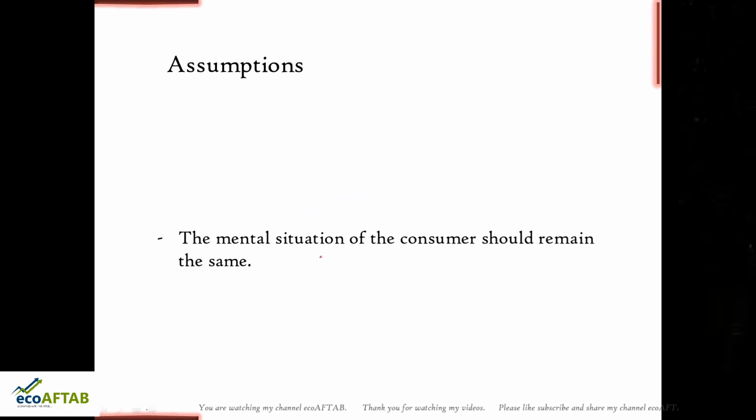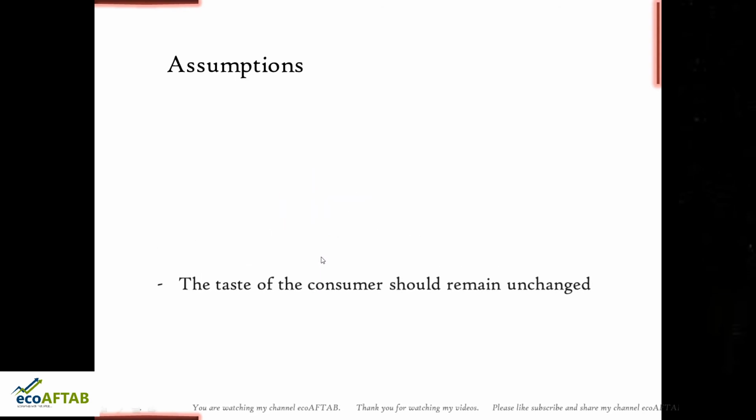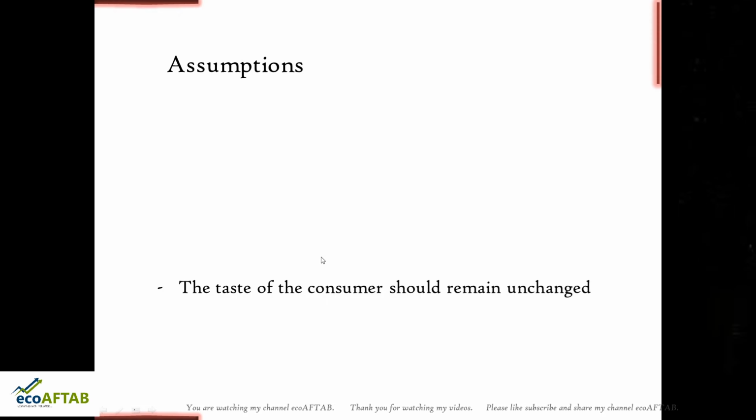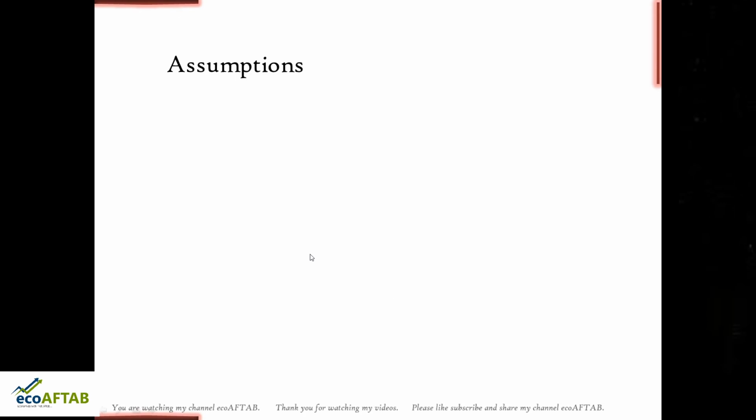And lastly, friends, the taste and preferences of the consumer should remain unchanged. At that process where we are checking the marginal utility, what is assumed is other things remaining constant. What are other things? His taste should remain constant, the fashion should remain constant, his income should remain constant, the price of the commodity should remain constant, and all those things. So based on these assumptions, the law of diminishing marginal utility is set up.